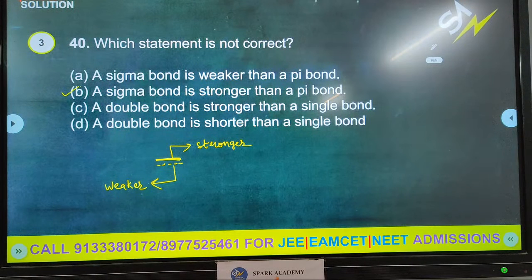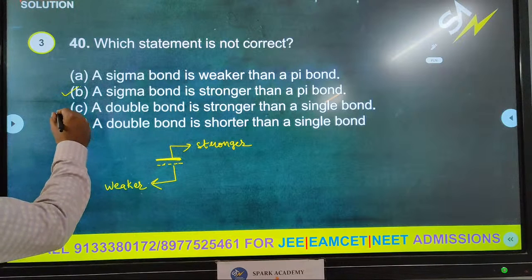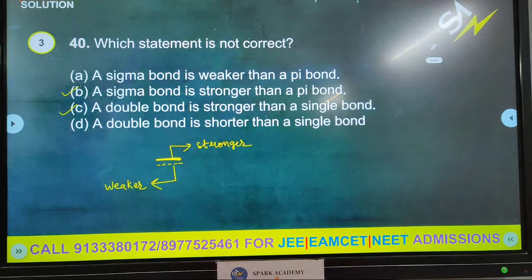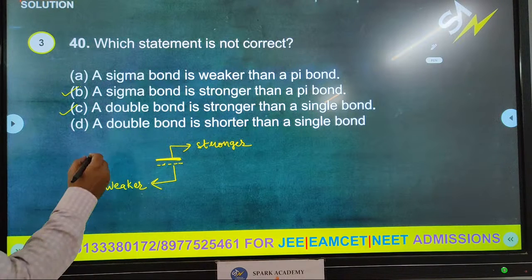Now, is a double bond stronger than a single bond? Yes, because one more bond is added, that is called a double bond. Is a double bond shorter than a single bond? Yes, because the bond length is decreasing.